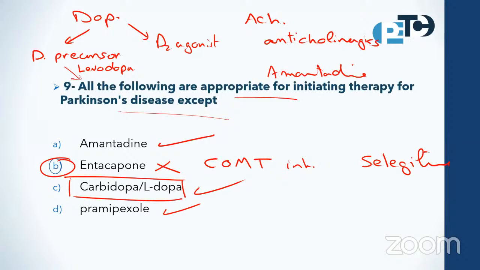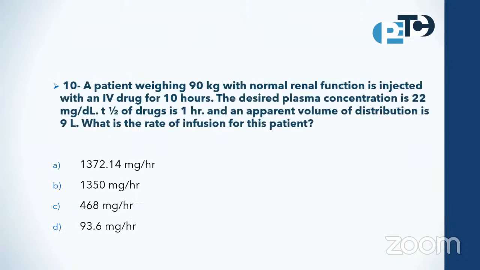Okay, let us see the coming calculation problem. A patient weighing 90 kilograms with normal renal function is injected with an intravenous drug for 10 hours. The desired plasma concentration is 22 milligram per deciliter. The half-life of the drug is 1 hour, and the apparent volume of distribution is 9 liters. What is the rate of infusion? Let's see what we have and then see the formula.